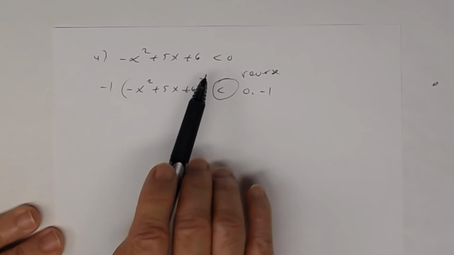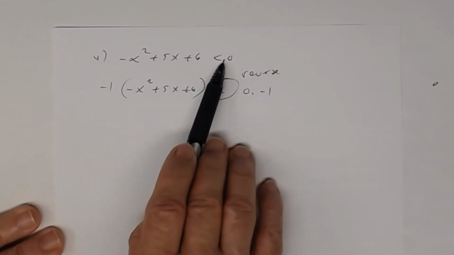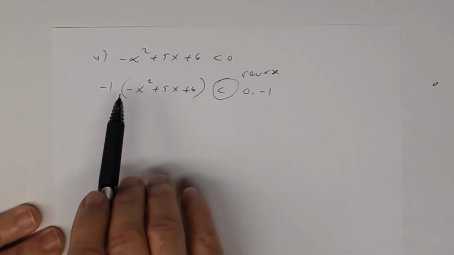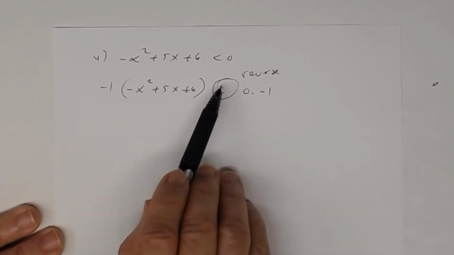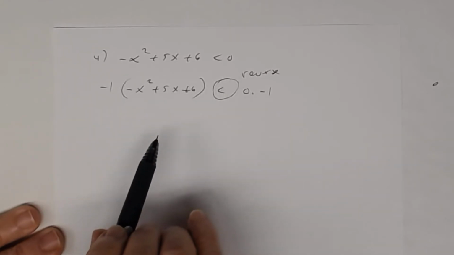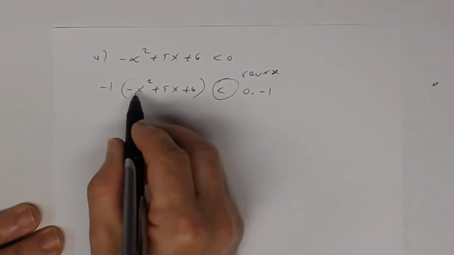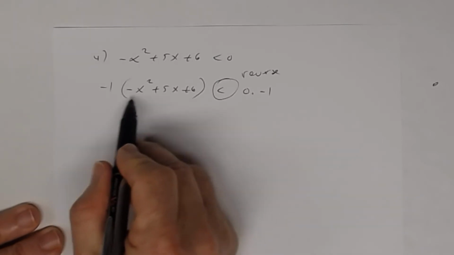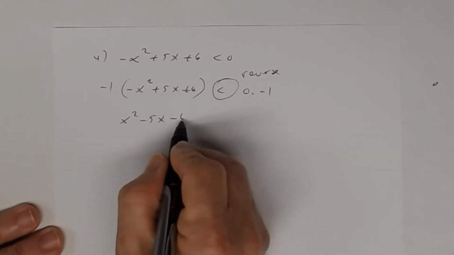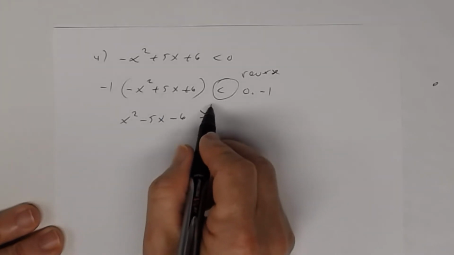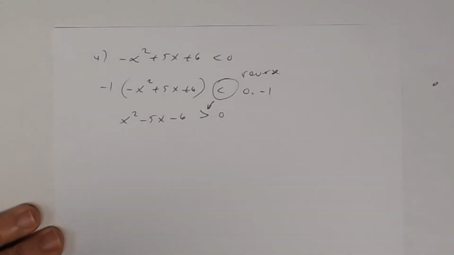I'm going to say it again. Whenever you multiply both sides of an inequality or divide both sides of an inequality by a negative number, you must reverse the inequality symbol. Okay, so distribute the negative 1. Negative 1 times x squared, negative x squared is x squared. Negative 1 times positive 5x is a negative 5x. Negative 1 times a positive 6 is a negative 6. Is greater than, you must reverse, greater than 0 times negative 1 is still 0.